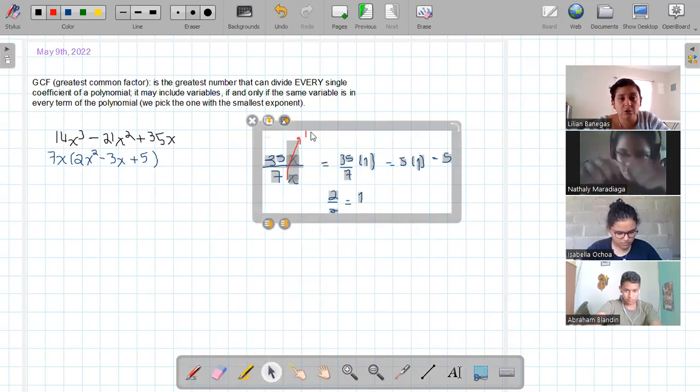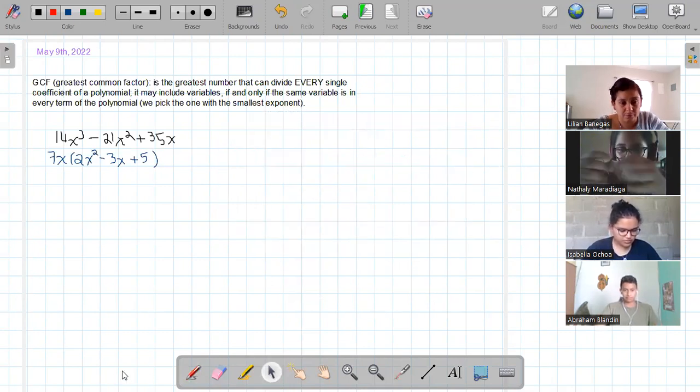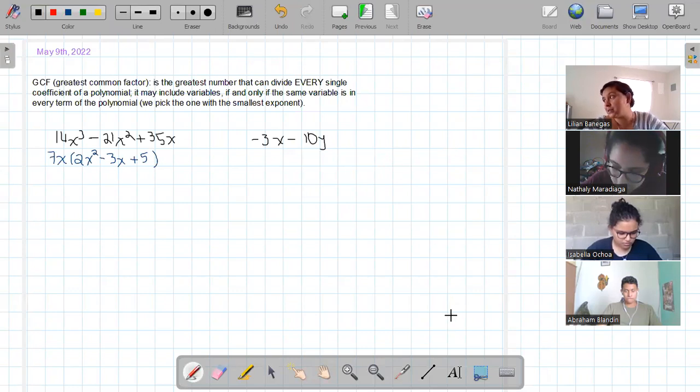No more questions? Okie dokie then. Let's go with another exercise, okay? Let's go, for example, with negative 3x minus 10y. And I'm asking you to factor it out completely. What would be the GCF in this case? Is there a GCF that you can find?